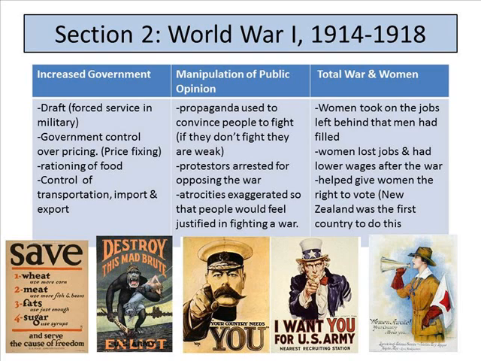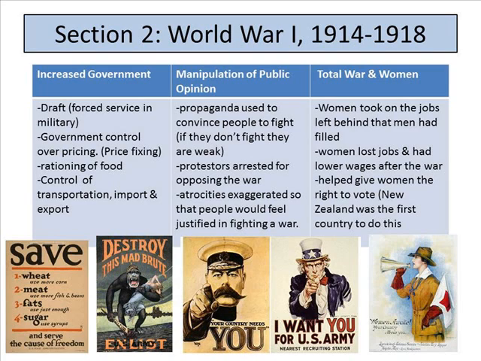So, increased government. The draft, forced service in military. Government began to control pricing, which is called price fixing. They rationed food, which means you were only allowed to get certain things or you had coupons to get them. And they controlled transportation and import and export. Manipulation of the public means that they are telling you what you need to hear in order to get you to do whatever they need you to do.